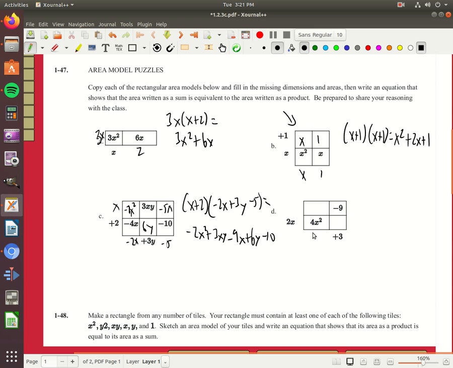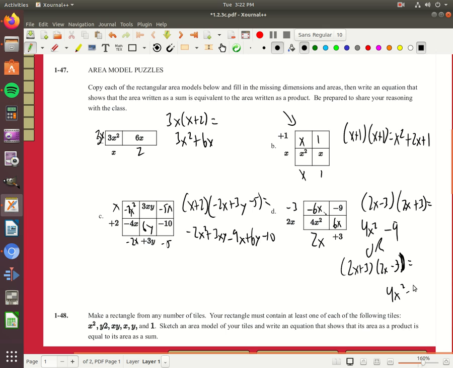Here, 2x times what? Well, 2x times 2x is 4x squared. Here, 2x times 3 is 6x. 3 times negative 3 is negative 9, and then negative 3 times 2x is negative 6x. So on this one, we will get 2x minus 3 times 2x plus 3 is equal to 4x squared. These will cancel, 6x minus 6x goes away, minus 9. By the way, it doesn't matter if you would have written this as 2x plus 3 times 2x minus 3 is equal to 4x squared minus 9. That would have been fine as well.